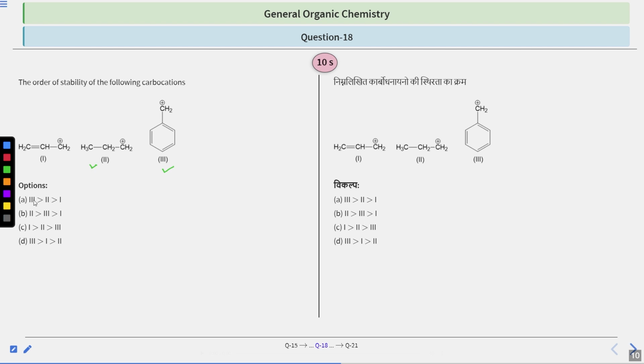Options are: third is more stable, then second, then first is least stable. Second is most stable, then third, then first is least stable. First is most stable, then second, then third is least stable. Or third is most stable, then first, then second is least stable. So you have 10 seconds to think about this question, and after that we will see what the solution is.